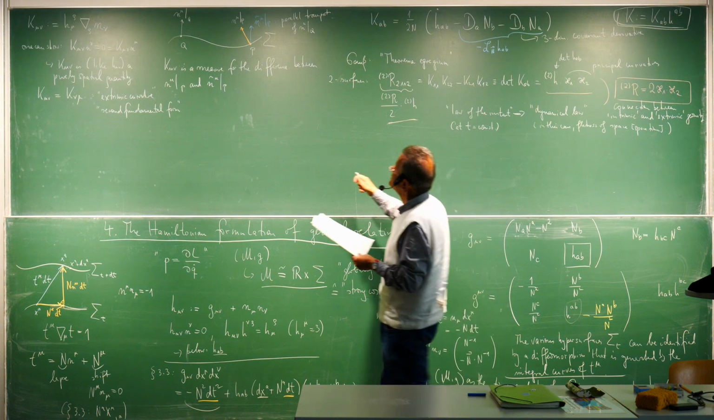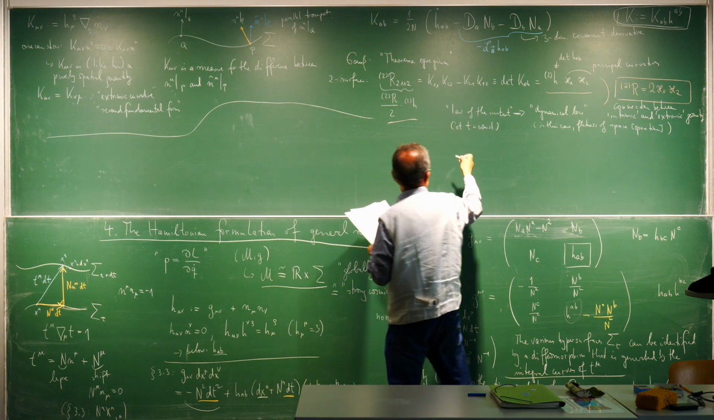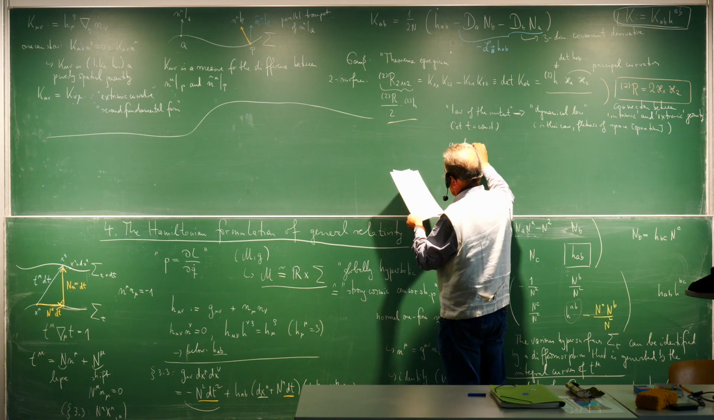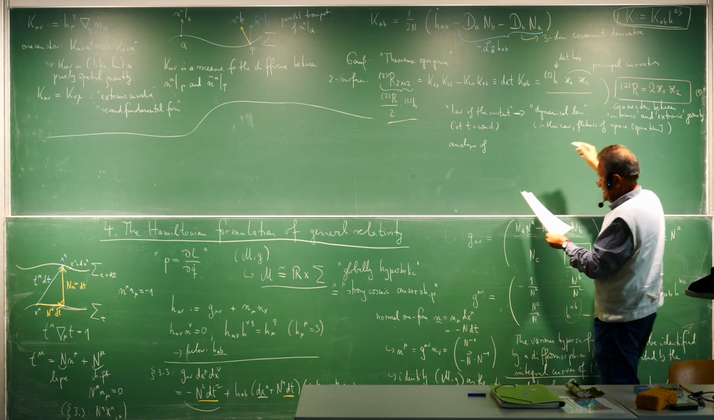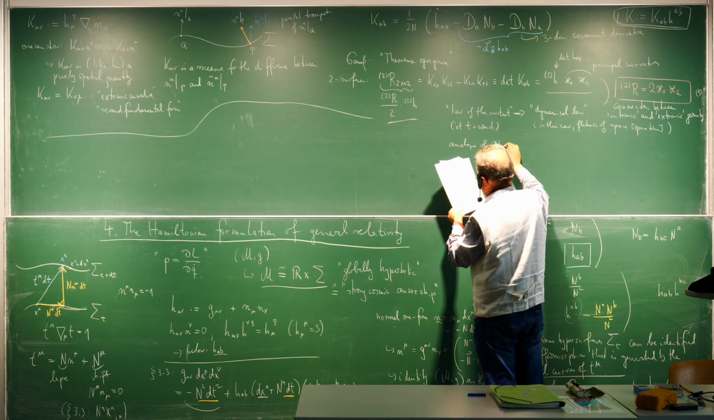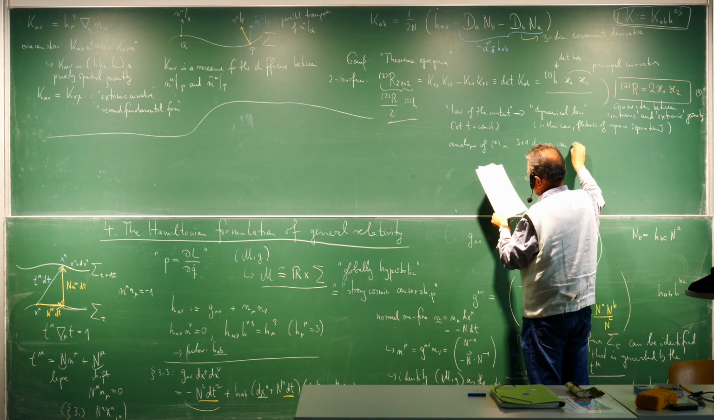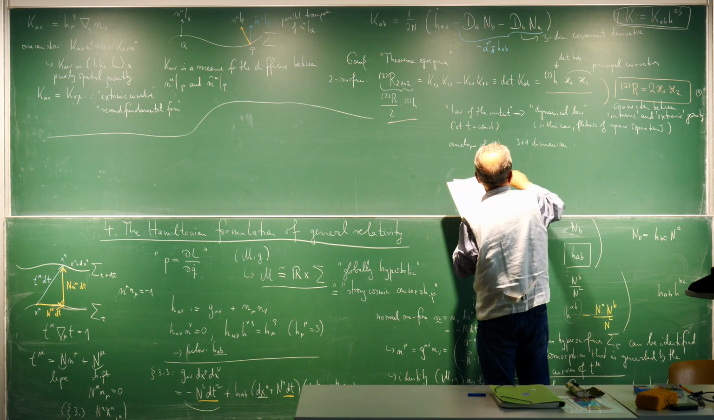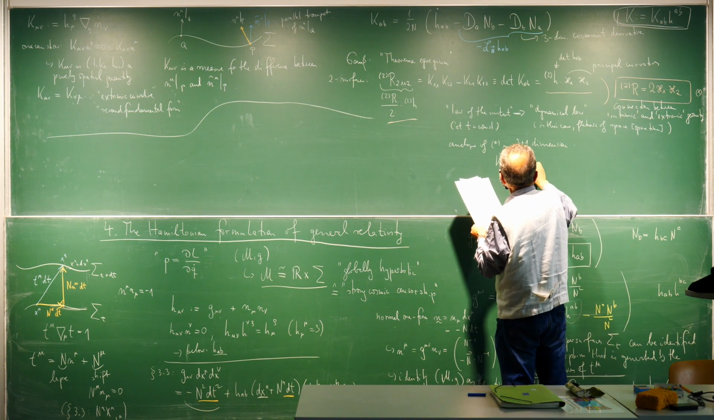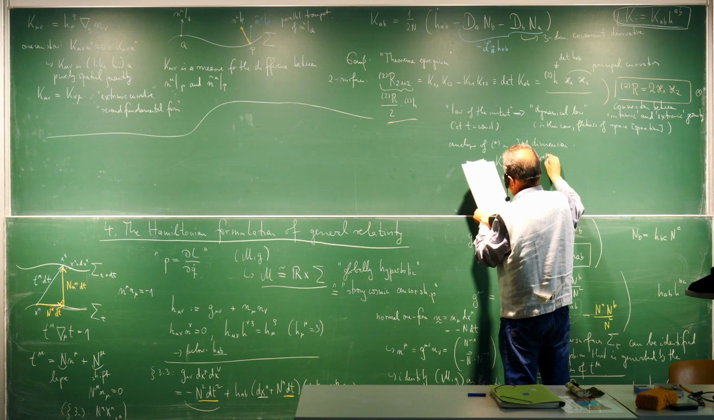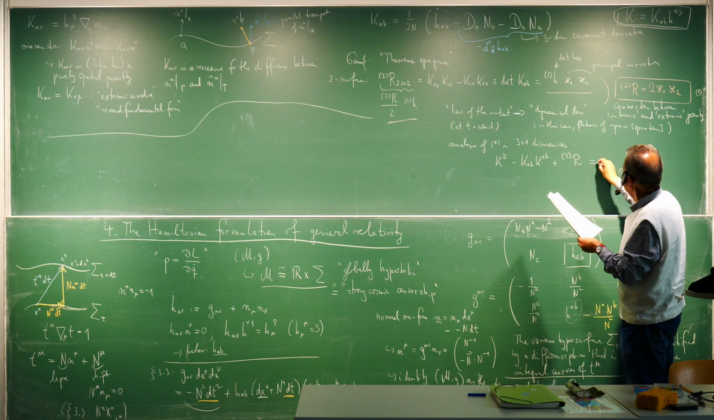So the analog, well, I should write it here because it belongs here. So the analog of, say, the Gauss equation in 3 plus 1 dimensions is K squared, the square of the trace of K_AB, minus K_AB K^AB, plus the three-dimensional Ricci scalar is equal to 0.